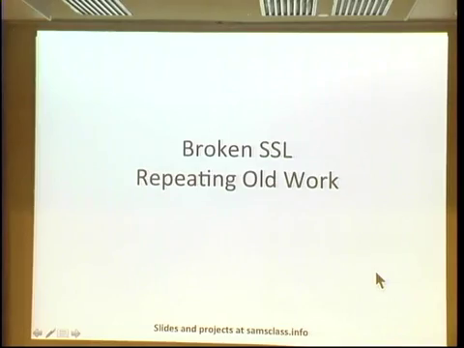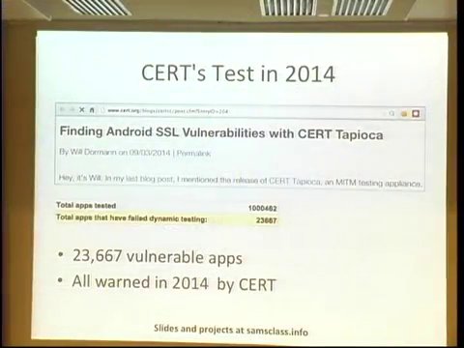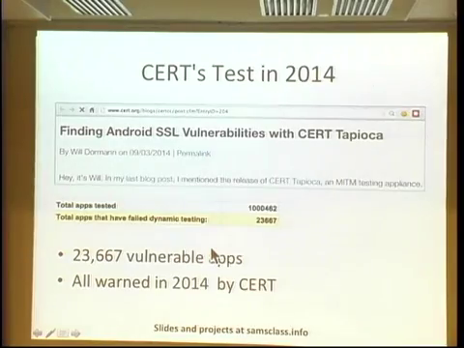So then I started noticing other stuff to look at. And one of them is some old work from CERT. In 2014, CERT actually built a special gadget, it's called the Tapioca, I think using a Raspberry Pi or something. It was sort of like a Wi-Fi Pineapple. It was a man-in-the-middle attack that would put a whole bunch of invalid certs to every website you went to so they could see if any of the Android apps would accept invalid certificates. And they had all kinds of errors: expired, wrong host name, invalid CA, and so on. And they found 23,000 vulnerable apps.